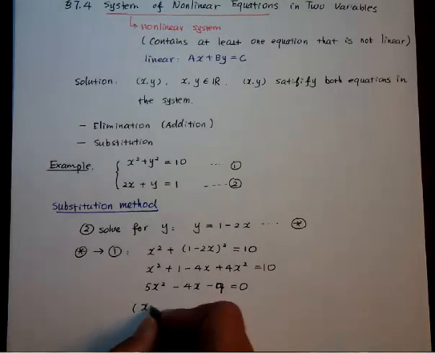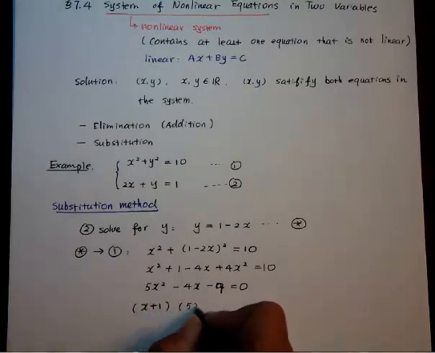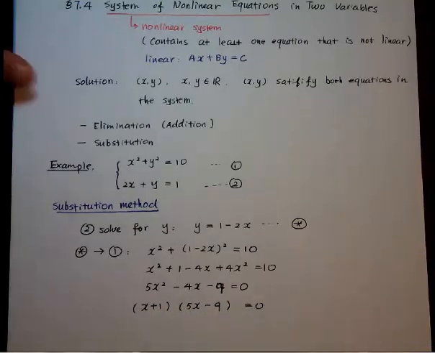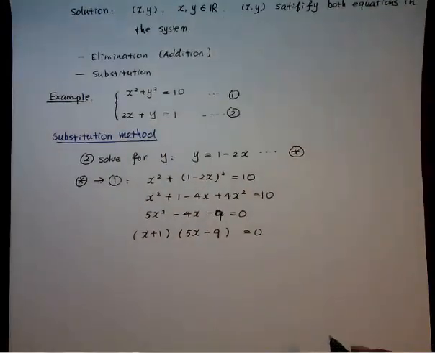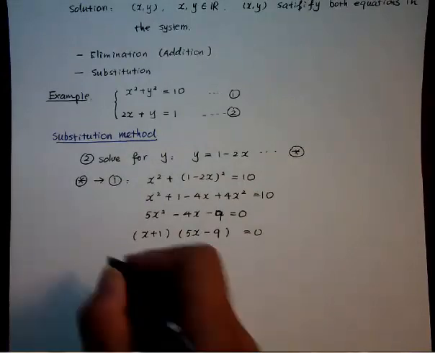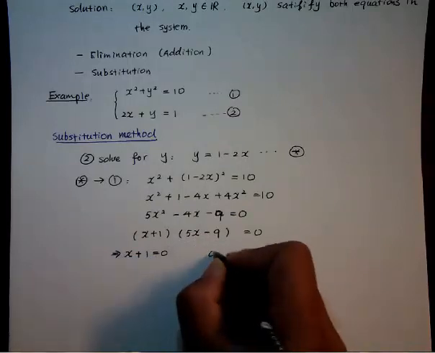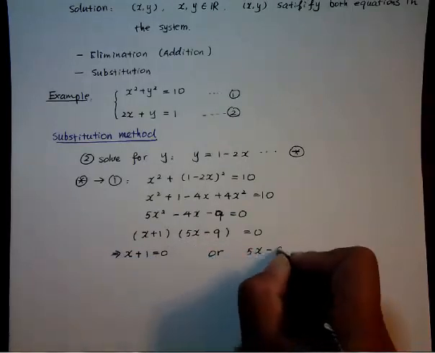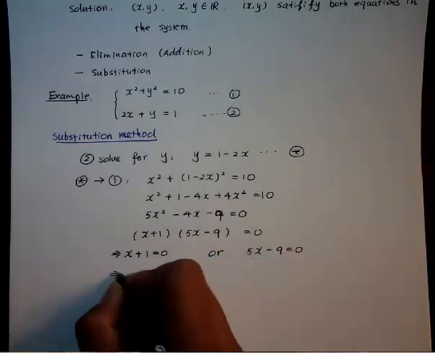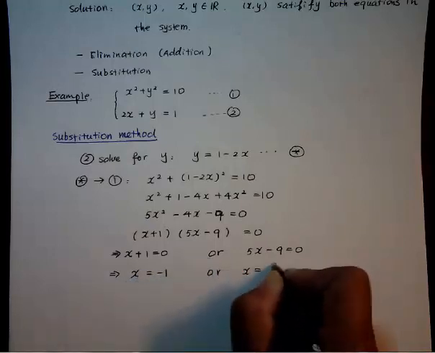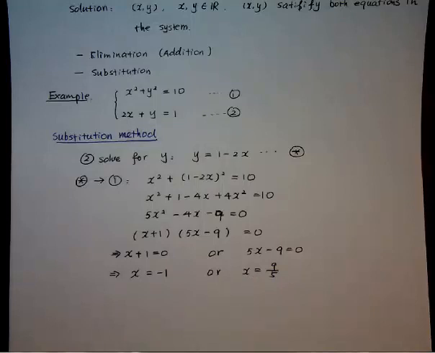So (x plus 1)(5x minus 9) equals 0. By the zero factor property, I can set each factor equal to 0. So for both equations, I get x equals -1 or x equals 9/5. Okay, be careful over here.